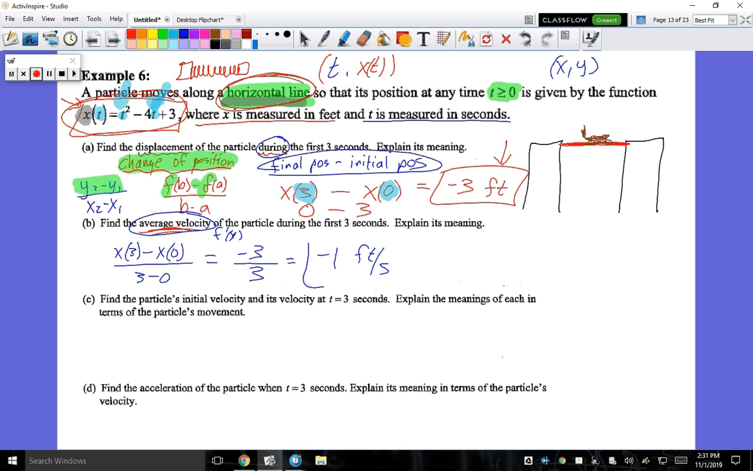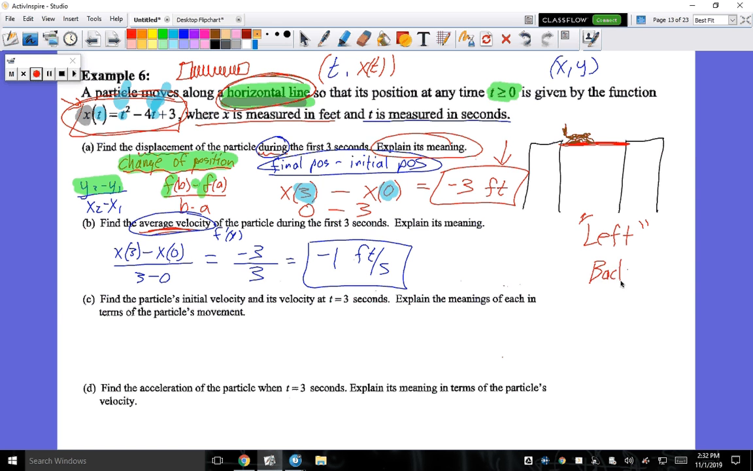Okay? Now if I said to explain its meaning on both of them, I kind of went too fast on that. Over here, this is saying that during the first 3 seconds, the position was displaced by a negative 3 feet. There's 3 ways that you can interpret this. If you're talking about this squirrel that I was telling you was on this AP exam, it moved back, or it moved to the left 3 feet.